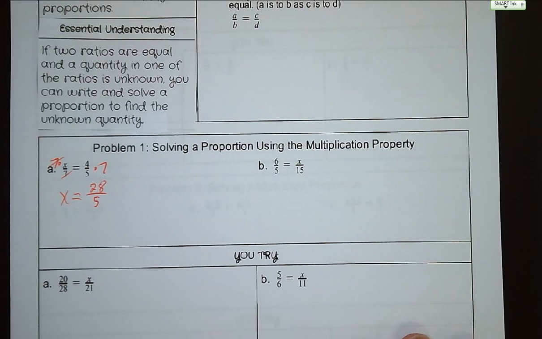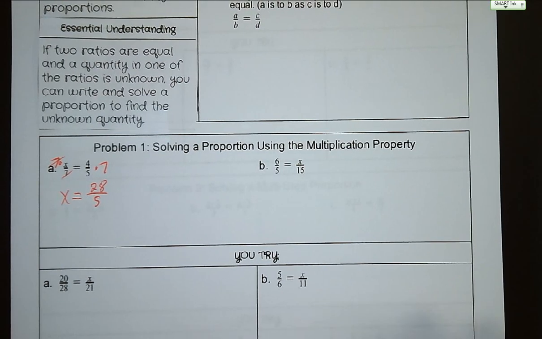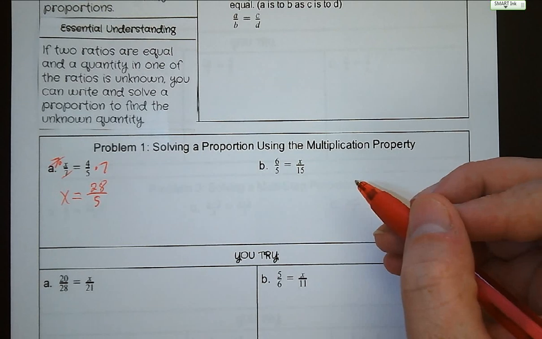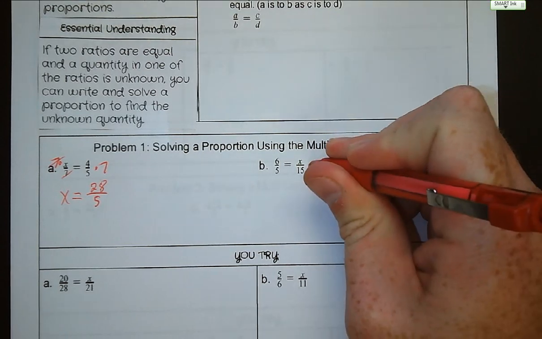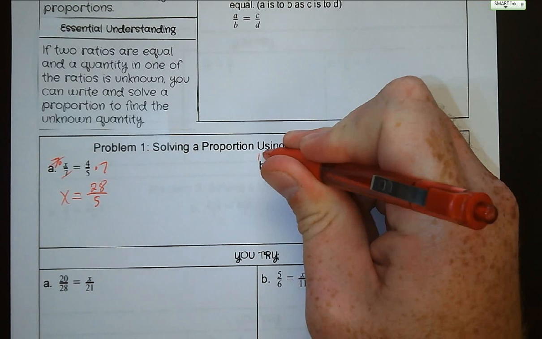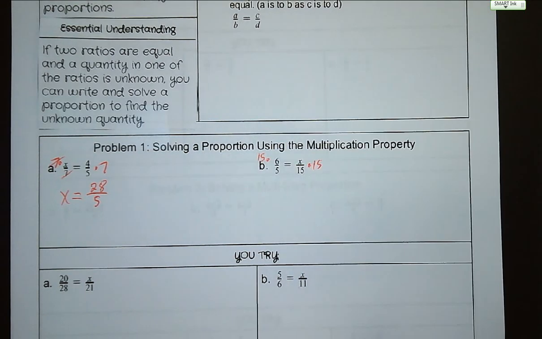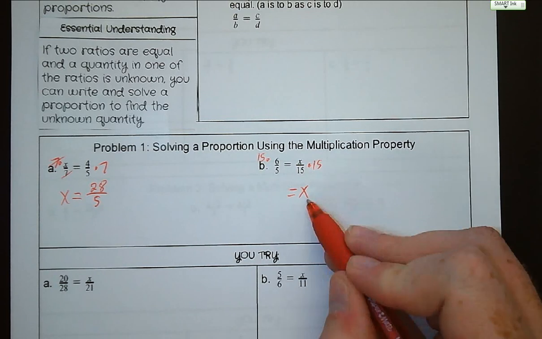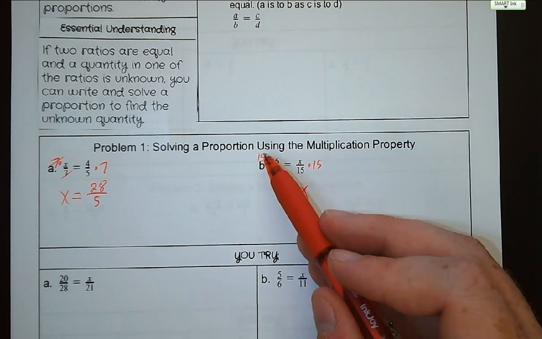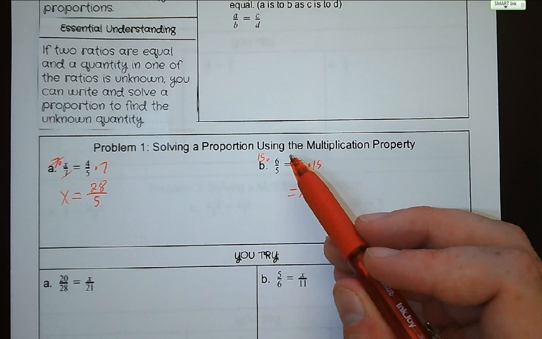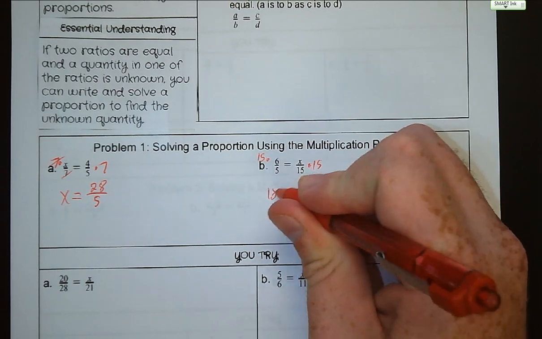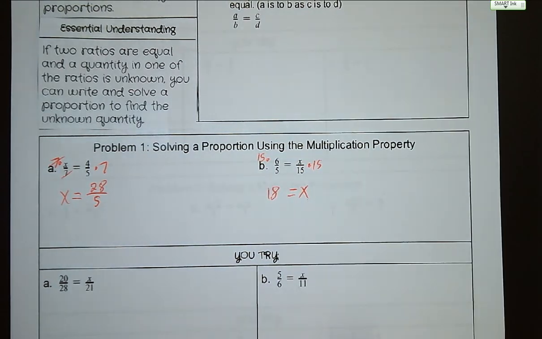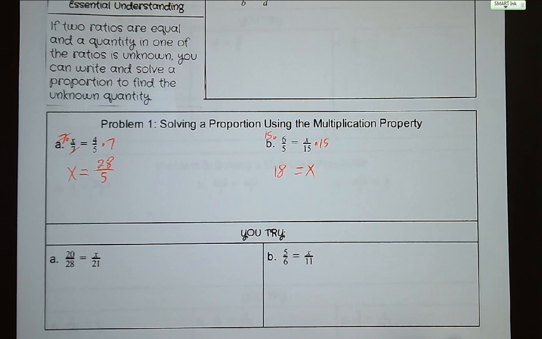Okay, letter B. We have 6/5 is equal to x over 15, so we're going to multiply both sides of the equation by 15. So we know that the right side simplifies to just being x. The left side we simplify is going to be 18. Okay. Why don't you guys give letters A and B in the You Try a shot, and we'll go over it.